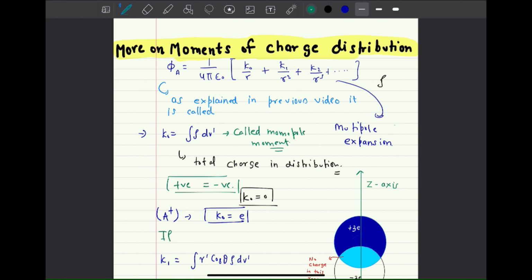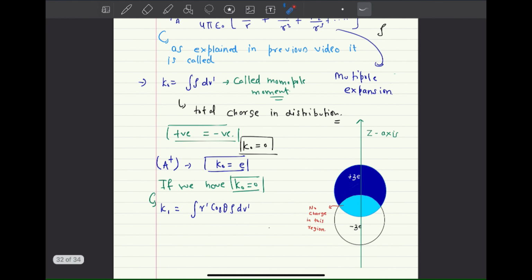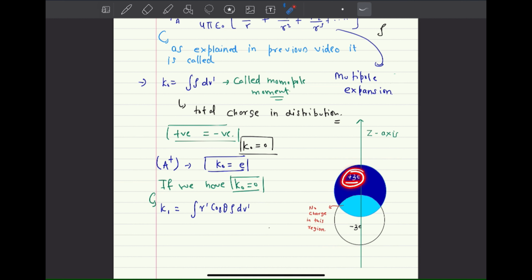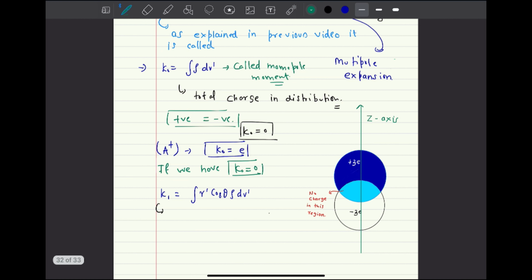So if we have K0 equal to 0, then we move to our next term K1, which is called the dipole moment. For example, in this system we can see plus 3e charge here and minus 3e charge in this sphere. So the total charge of this system is 0, but in this example we'll still have some dipole moment.